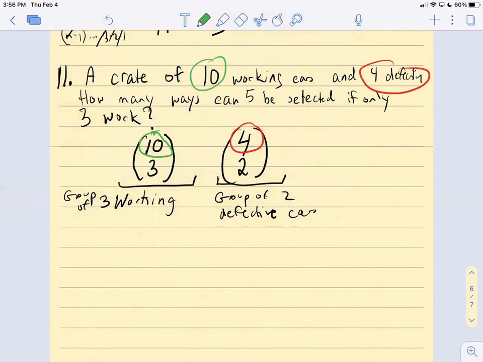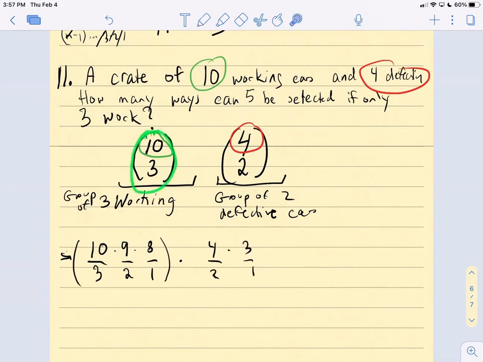Okay, so now let's calculate this. This is good practice. I expect you guys to be able to do these without a calculator. So I'm going to do 10 times 9 times 8 all over, because there's 3 spots, 3, 2, 1, times 4 times 3 over 2 times 1. By the way, just to remind you, whenever you write the combination symbol, there's no fraction here. It's just its own symbol that we write. Then when you actually calculate it, it is a fraction.